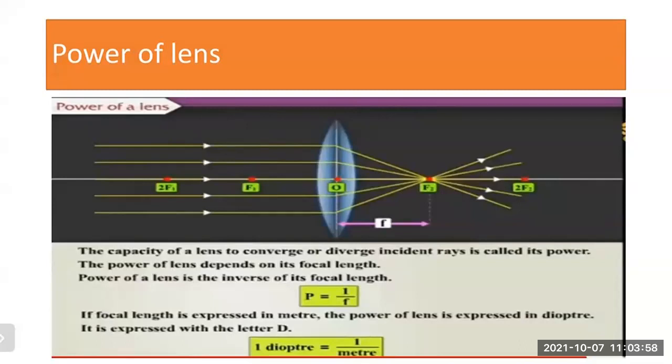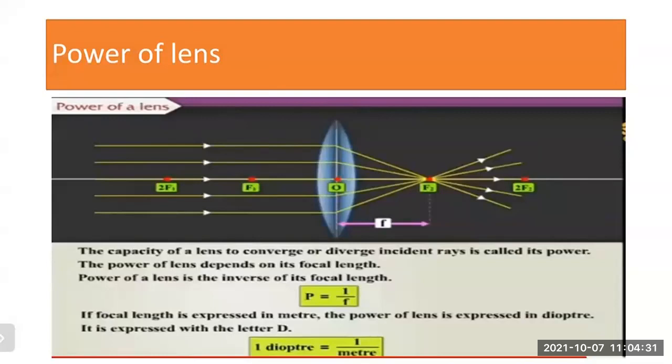The power of a lens depends on its focal length. Power of a lens is the inverse of its focal length. Power of a lens is the inverse of the focal length means what? It means if the focal length increases, the power of the lens will decrease. If the focal length decreases, the power of the lens will increase. They are in inverse proportion. So it is very simple.